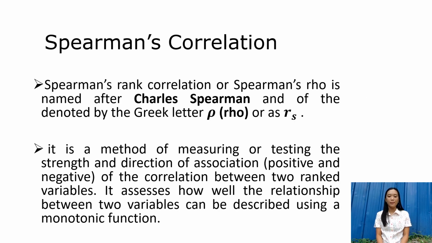Spearman's correlation. Spearman's rank correlation, or Spearman's rank rho, is named after Charles Spearman and often denoted by the Greek letter rho or as R sub S. It is a method of measuring or testing the strength and direction of association, positive and negative, of the correlation between two rank variables. It assesses how well the relationship between two variables can be described using a monotonic function.